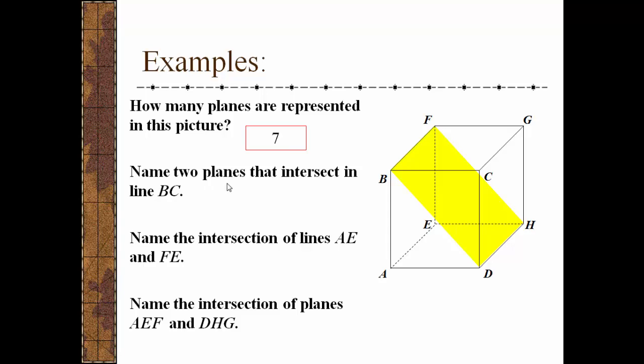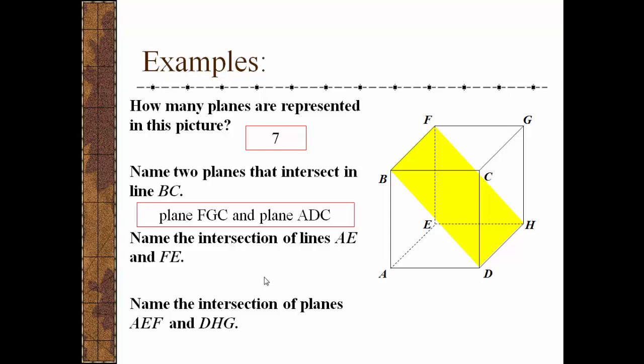Name 2 planes that intersect at line BC. Here's line BC. The 2 planes that are intersecting there are the top and the front plane. Remember that you need to name the plane by using 3 letters that fall on it. So you have 4 options of letters, you just need to pick 3. I'm going to say that they are planes F, G, and C, and plane A, D, and C.